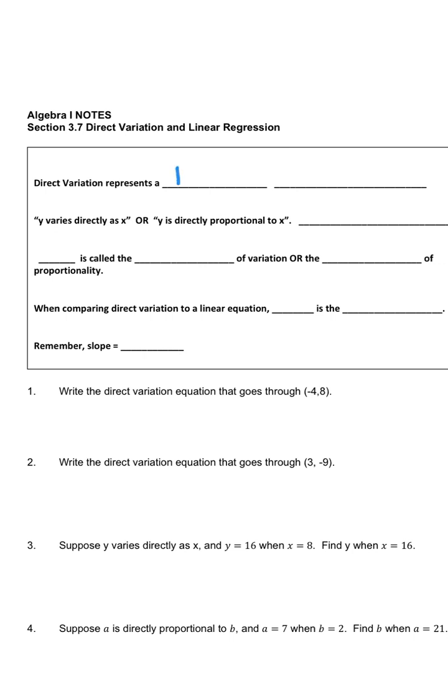Direct variation represents a linear relationship. And then the next part says y varies directly as x, or y is directly proportional to x. So whenever you see those words, y varies directly as x or y is directly proportional to x, you're going to think of this direct variation equation. It's y equals kx. And let's go ahead and write what these represent.